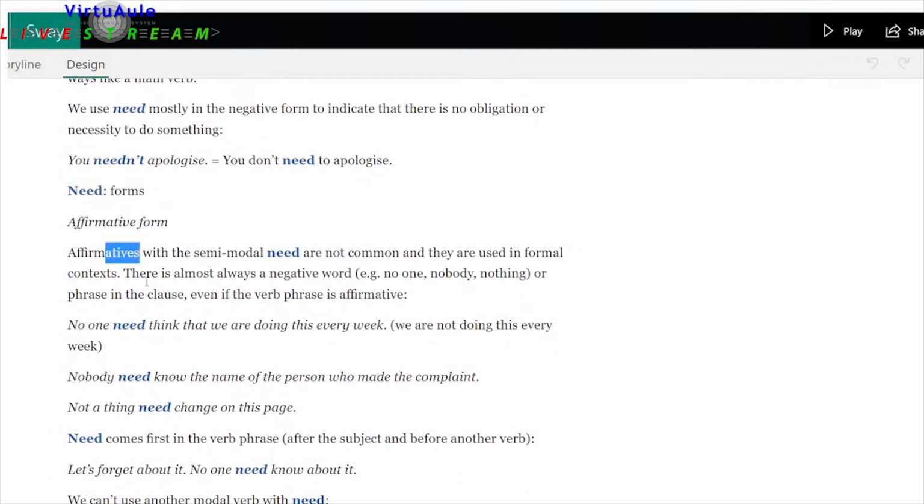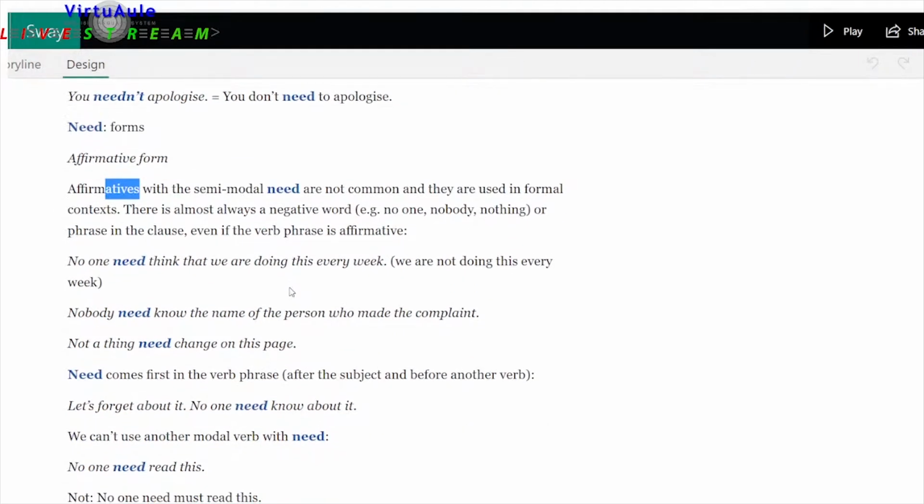The affirmative form, the affirmative with the semi-modal need, is not common, used in formal context. There's almost always a negative word, no one, nobody, nothing, in the clause, even if the verb is affirmative. You needn't apologize. No one need think. No one needs to think.